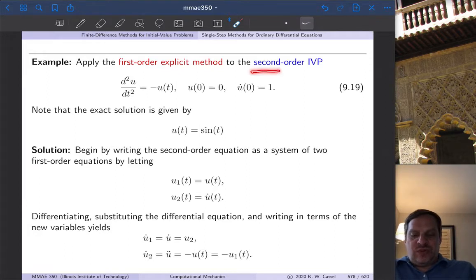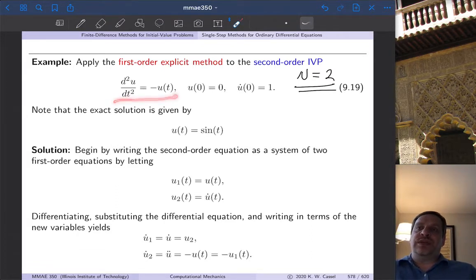So this is a second order initial value problem. That means that capital N is equal to 2. So it's d squared u dt squared is equal to minus u. We have the highest order derivative on the left, and then anything involving the independent variable, dependent variable, up to the first derivative on the right. So the f is minus u of t.